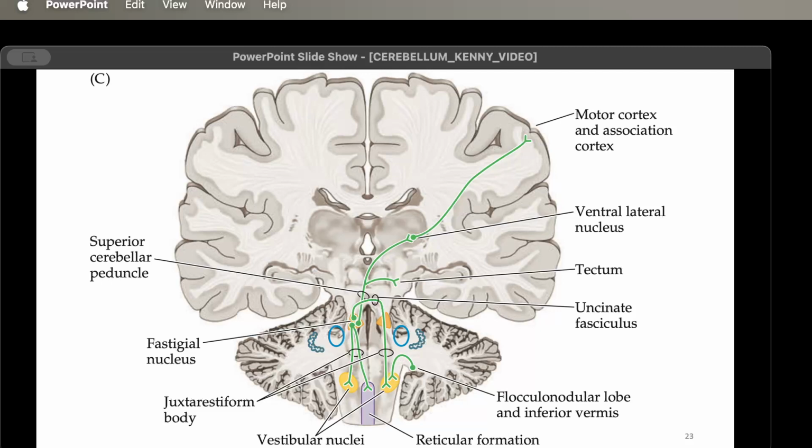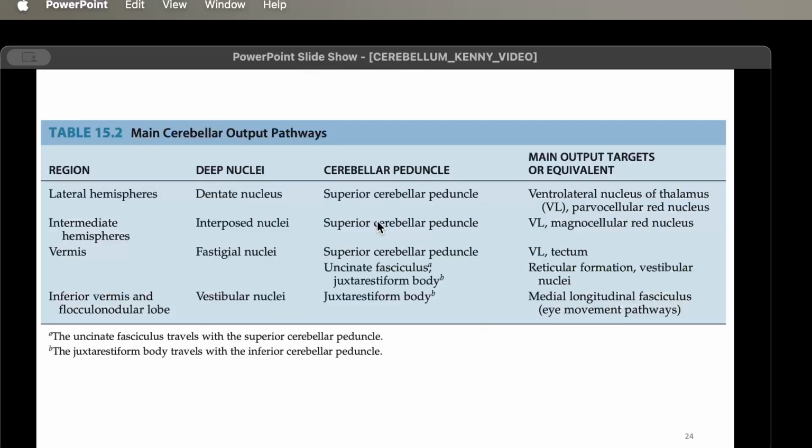So now I think you can answer the question: why do we have ipsilaterality of the cerebellum? Why, when someone has a lesion on the left side of the cerebellum, do the symptoms appear on the same side of the body? That is because of the ipsilaterality. So these are the main outputs, but don't worry about the details.